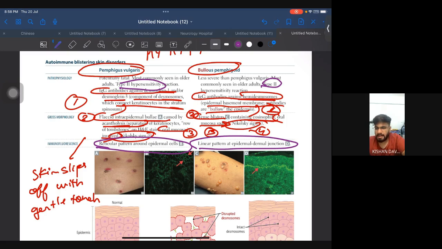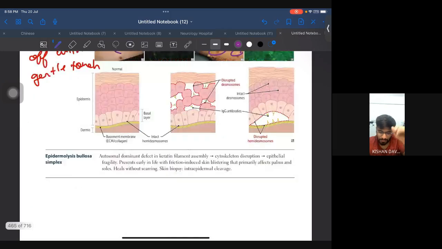But I'll repeat again. IgG antibodies against desmosome versus IgG antibodies against hemidesmosome. Flaccid intraepidermal bullae, it will be like this, but here, tense blisters; you will see the fluid filled inside the blister. Third, oral mucosa is involved versus spared. Fourth, Nikolsky positive versus Nikolsky negative. All right, so this is what you need to remember here.